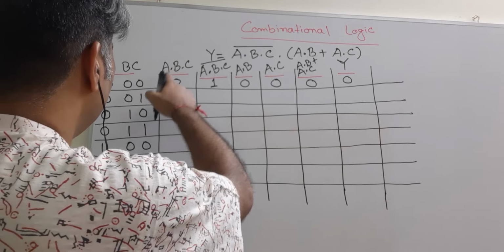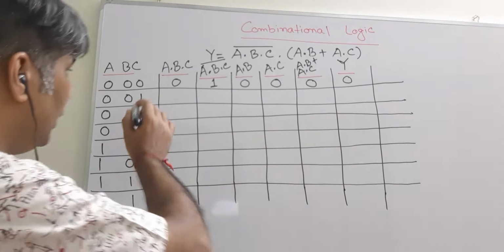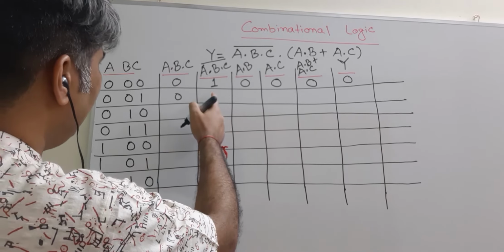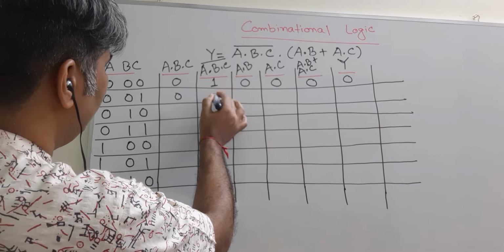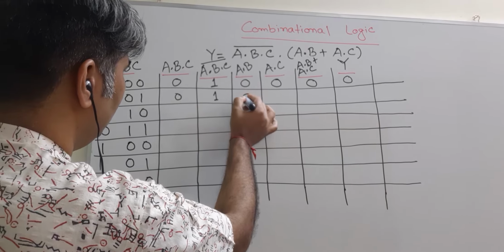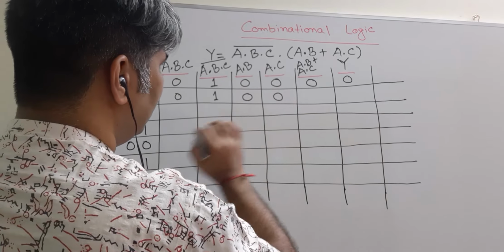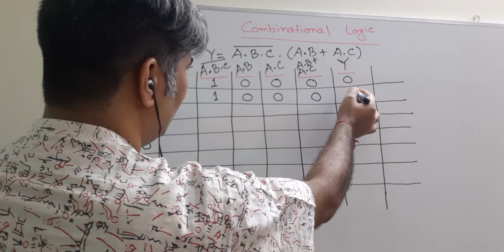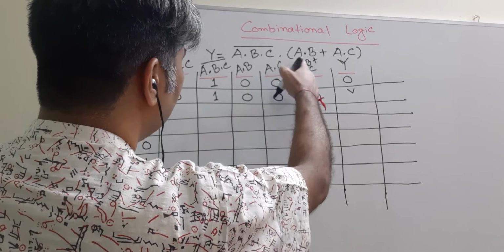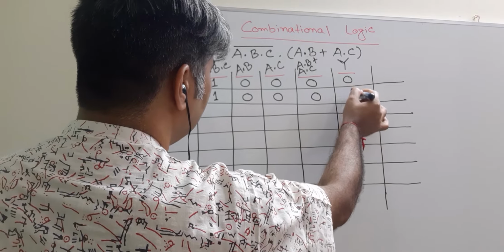Similarly, for this one, A dot B dot C, since two of the inputs are 0, this one will be 0. And then again, since this is 0, this one will be 1. A and B are 0, so this one will be 0. Similarly, this one will also be 0. Now, since both of them are 0, this will be 0. So the output Y will be 1, and then you have 0.